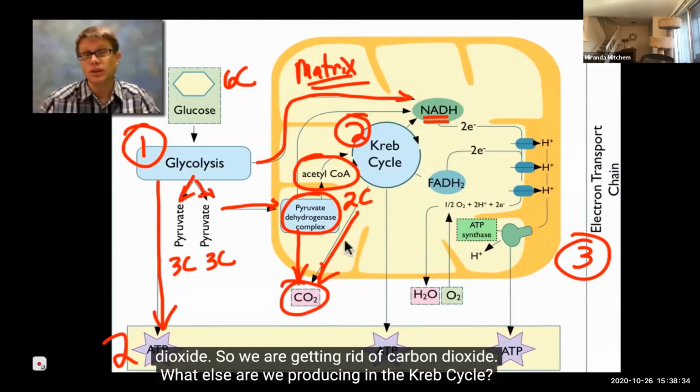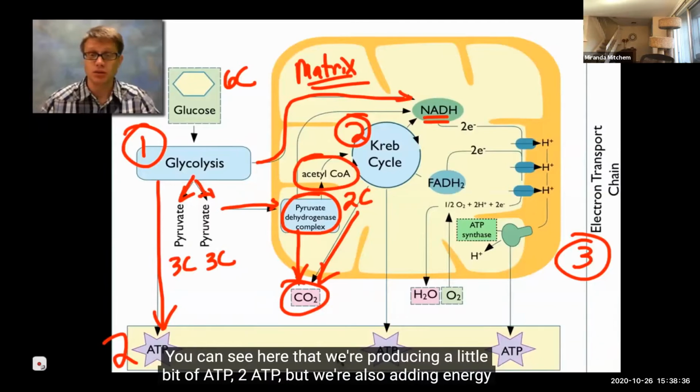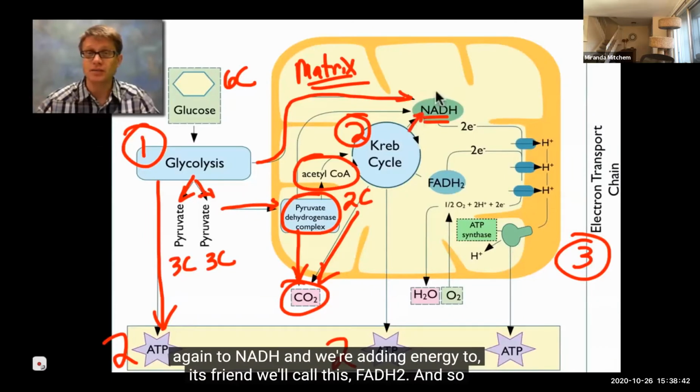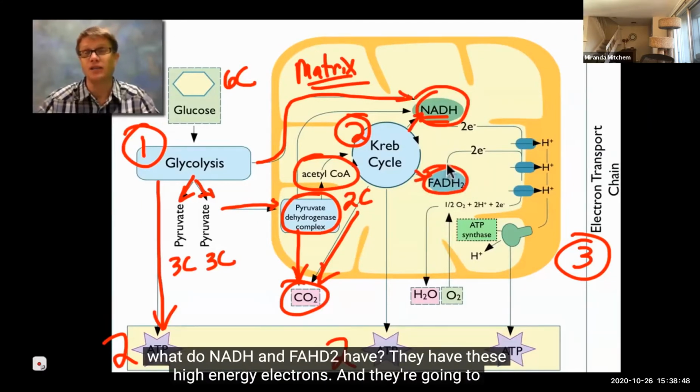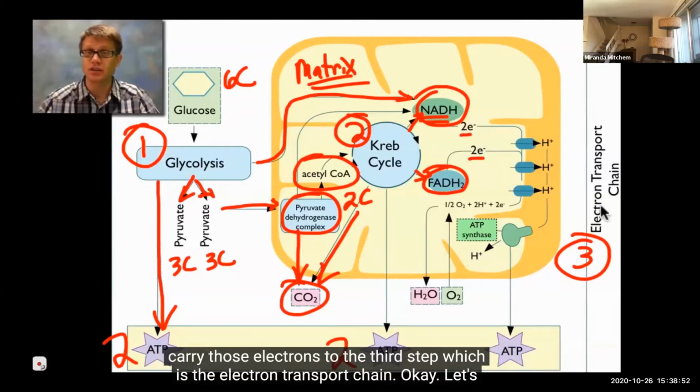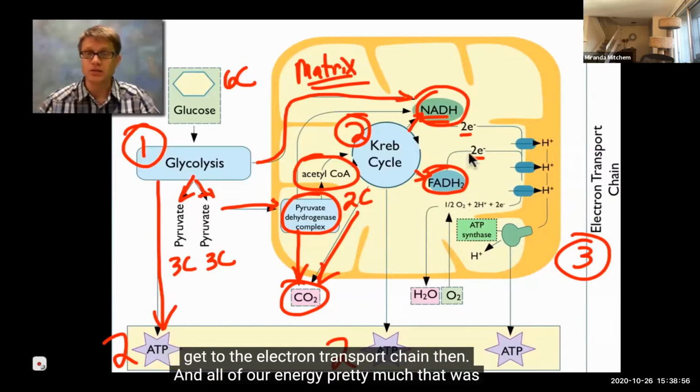What else are we producing in the Krebs cycle? You can see here that we're producing a little bit of ATP, 2 ATP, but we're also adding energy again to NAD. And we're adding energy to its friend, we'll call this FAD. And so what do NAD and FAD have? They have these high energy electrons, and they're going to carry those electrons to the 3rd step, which is the electron transport chain.